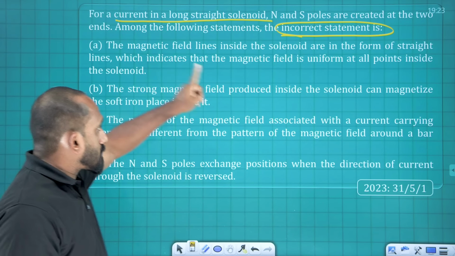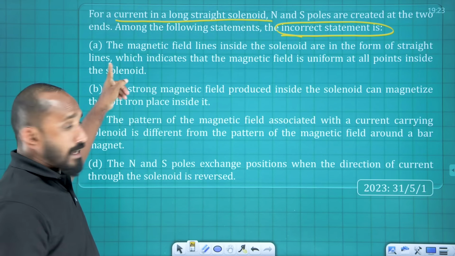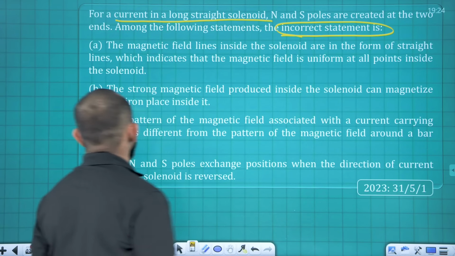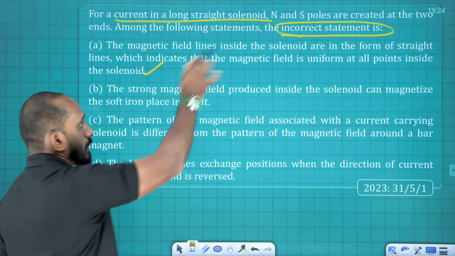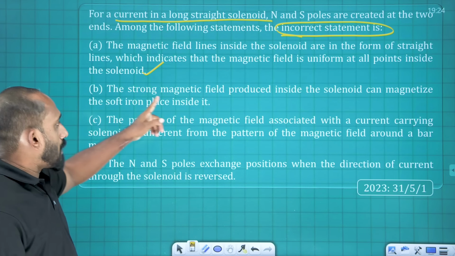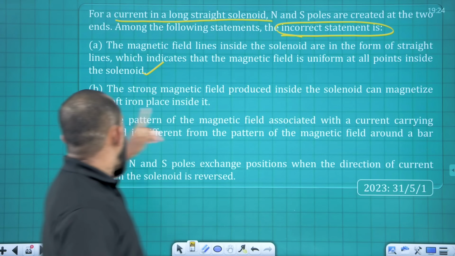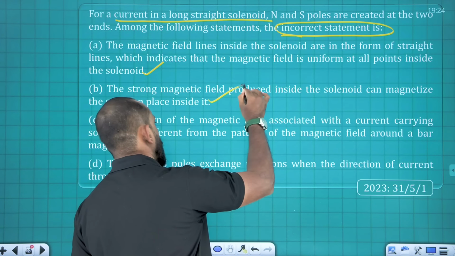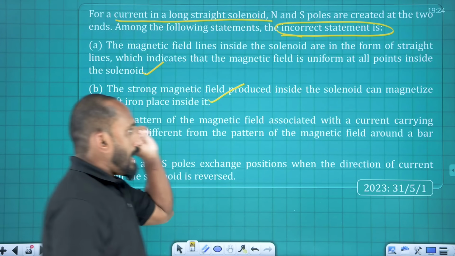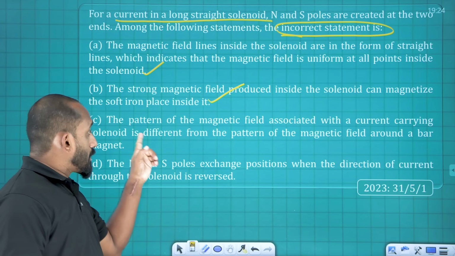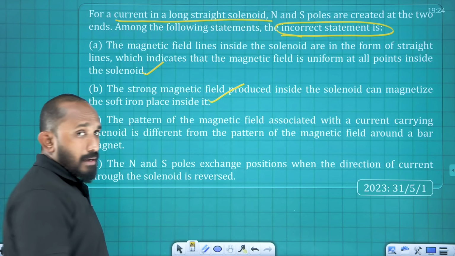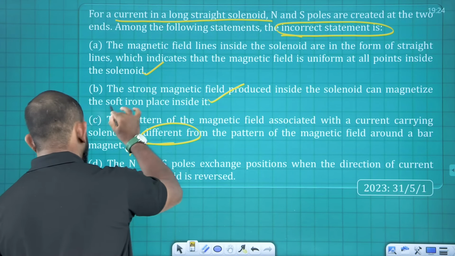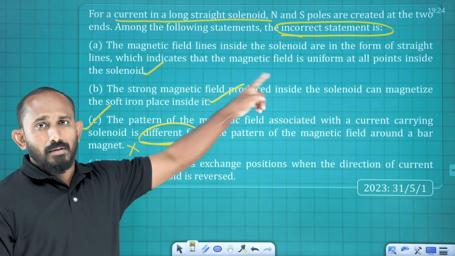The magnetic field lines inside the solenoid are in the form of straight lines, which indicates that the magnetic field is uniform at all points inside the solenoid. That is a correct statement. We have to find the incorrect one. The strong magnetic field produced inside the solenoid can magnetize the soft iron placed inside it. We know it is an electromagnet, so it is correct. The pattern of the magnetic field associated with the current carrying solenoid is different from the pattern of the magnetic field around a bar magnet. No, we studied it is the same. So it's not different. This is the wrong statement. So C is the answer.